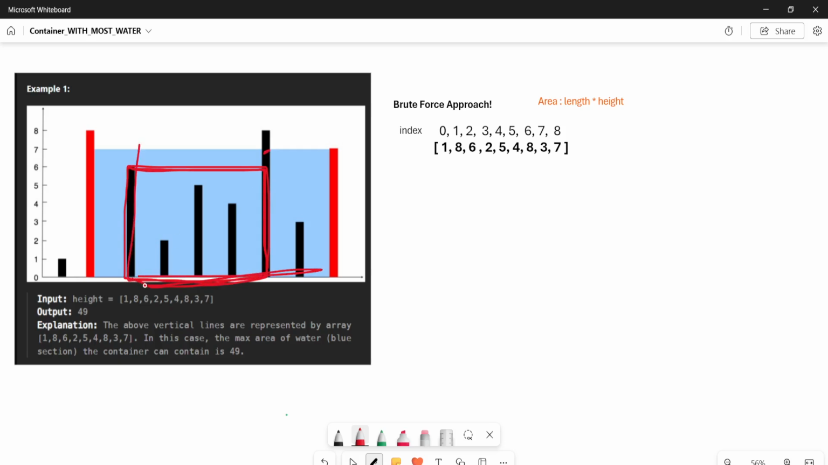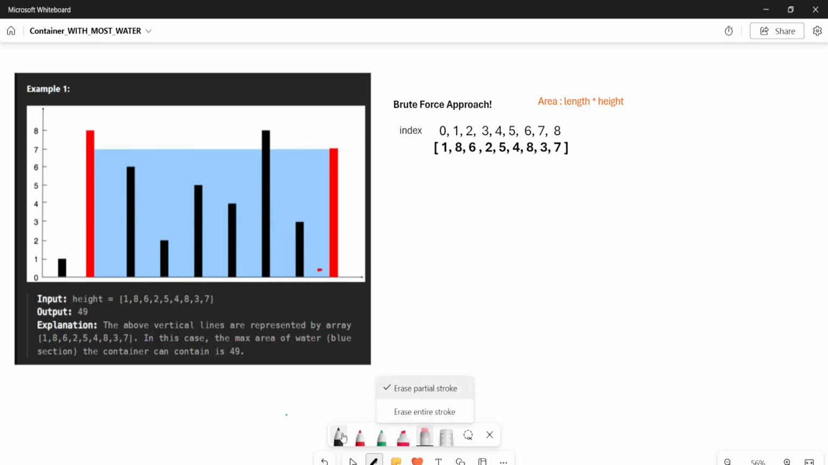And the length would be the difference in the indexes, right? The difference in the indexes. So what is the index of this? What is the index of this? So this minus this would be the length and the height would be the minimum between these 2 points, right? So this is quite simple to understand, right? So let's understand with the example.